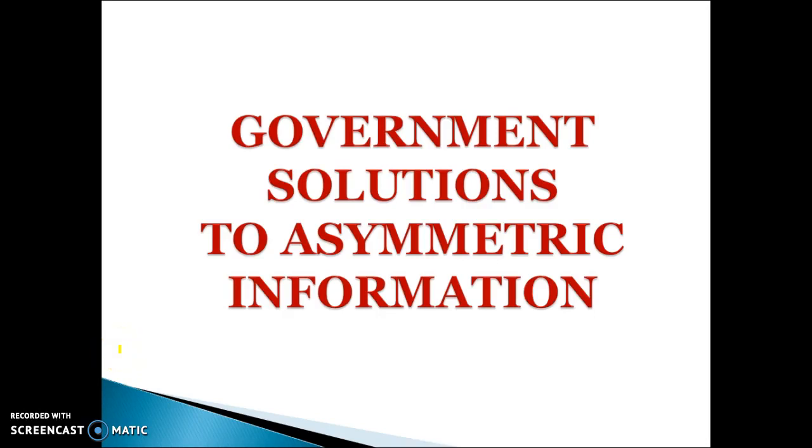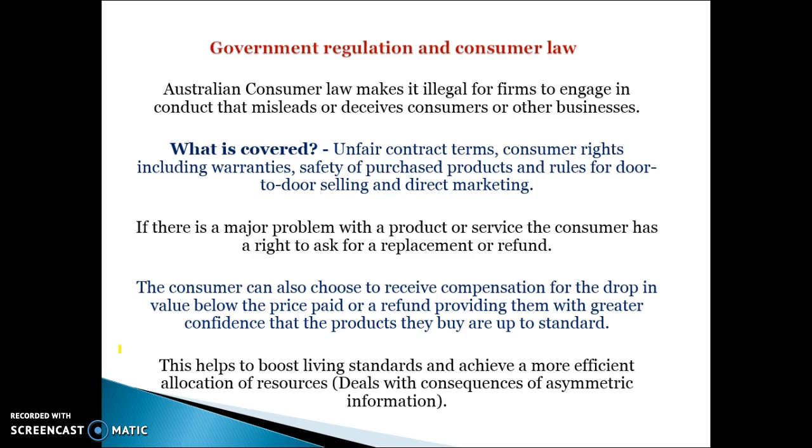Okay, in this last video we're going to be looking at some government solutions to asymmetric information. So how does the government get involved to reduce the incidence of market failure related to asymmetric information? The first one is related to government regulation and consumer law.